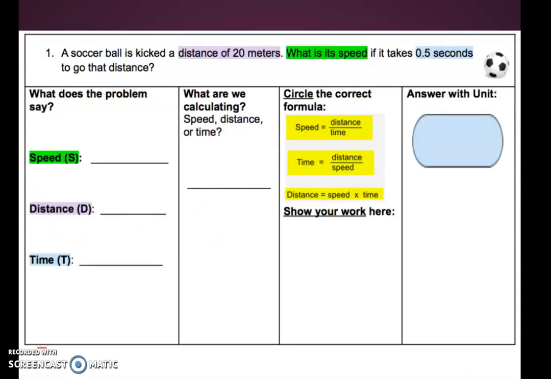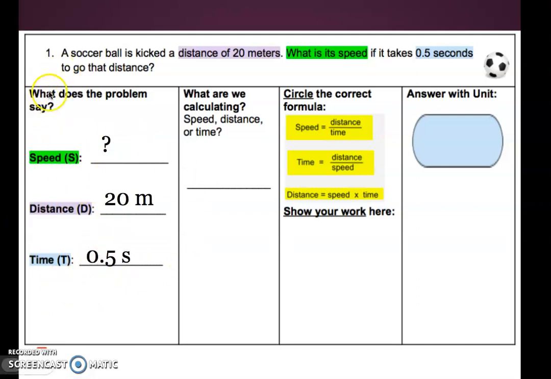So our next problem, and this is actually in your next assignment on Schoology, is a soccer ball is kicked a distance of 20 meters. What is its speed if it takes 0.5 seconds to go that distance? So again, I did some highlighting here that will help me solve my problem. It's going to help me start out by saying, what does the problem say? Well, it gives me this piece of information, 20 meters. That's my distance. Write it down here. What is the speed? So that means that speed is what we are looking for. And the time is 0.5 seconds.